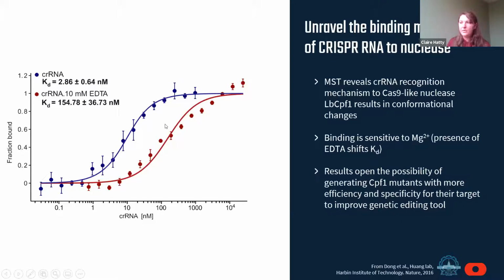Then EDTA was introduced to remove the magnesium. And what we have then is a decrease in the affinity. So we have an affinity of 154 nanomolar rather than around 2 nanomolar. So you can see the decrease in affinity in the absence of magnesium. So then, overall, this opened the possibility for generating different mutants of this nuclease that have more efficiency and more specificity to their target, in order to ultimately improve gene editing tools like CRISPR.